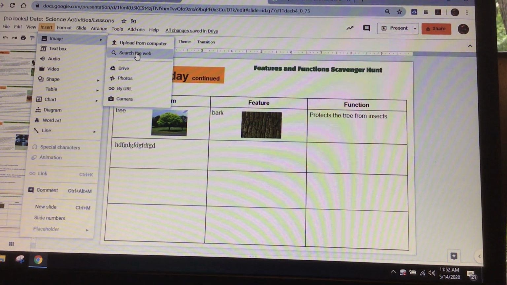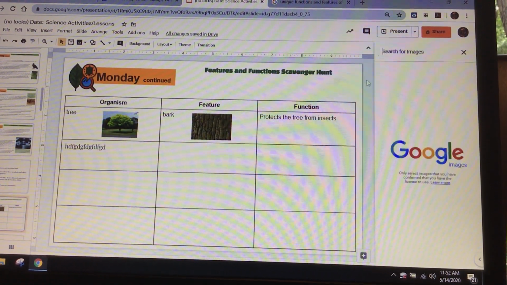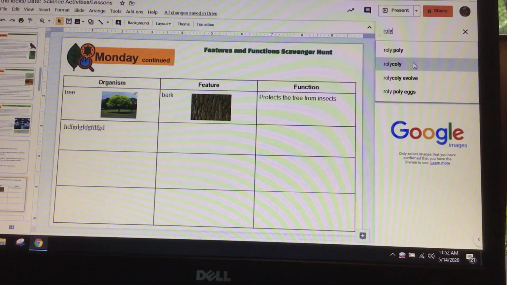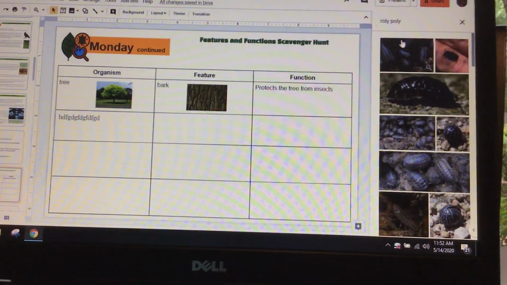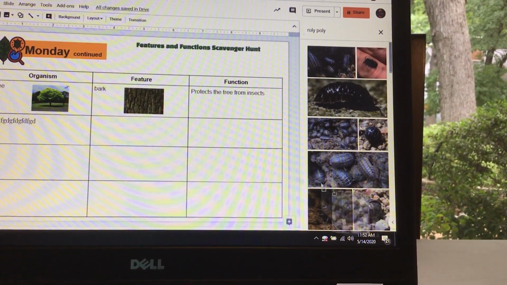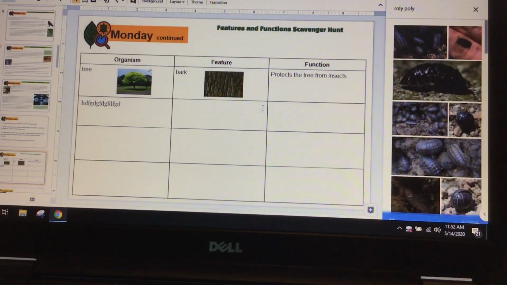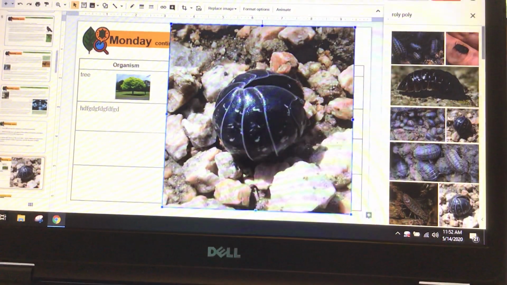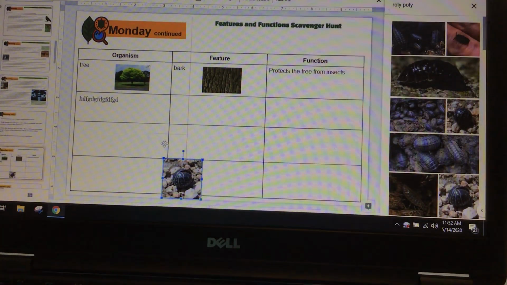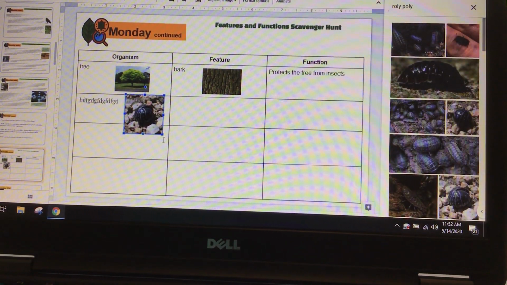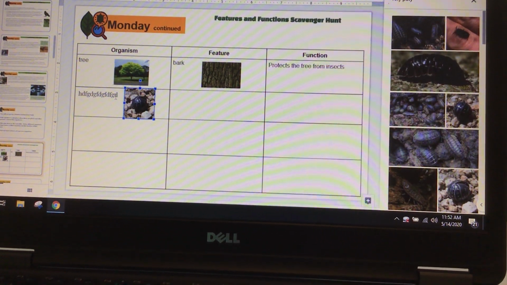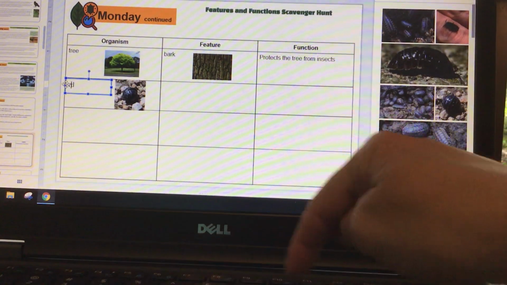Or you could search the web, okay? So if you search the web because you decided roly-poly, okay? Now I'm doing roly-poly, you do not do roly-poly, okay? So I'm gonna go find my roly-poly. I'm gonna bring a little picture of my roly-poly over here, just drag it over. Oh, he's a big old roly-poly, so I'm gonna make him much, much smaller. And I'm gonna put him right there, okay? So the roly-poly, probably we'll type in roly-poly.